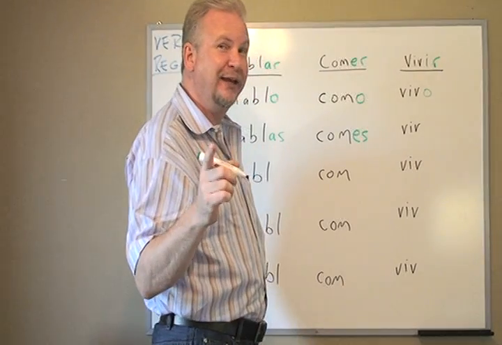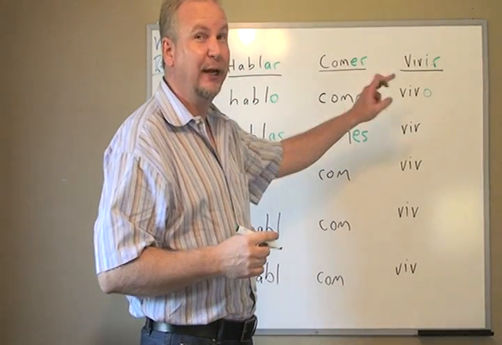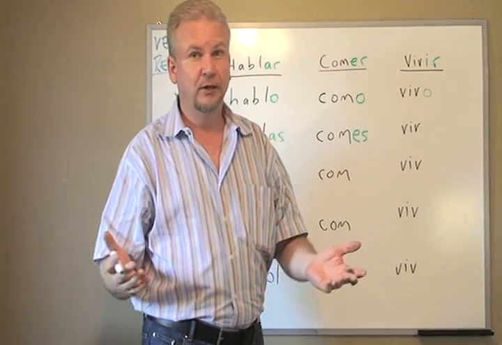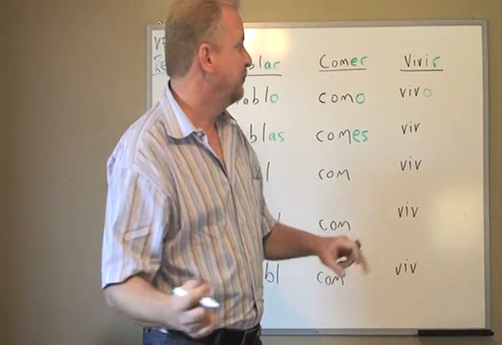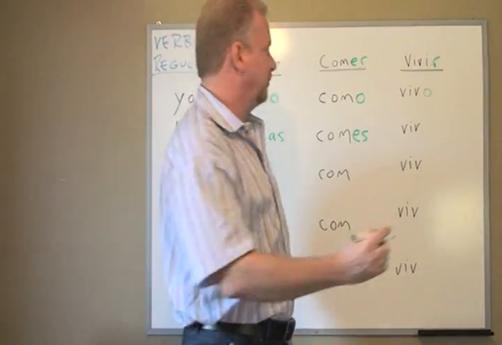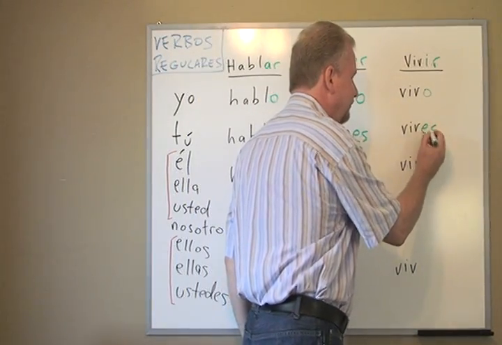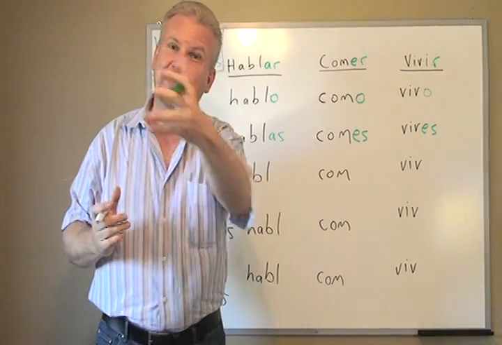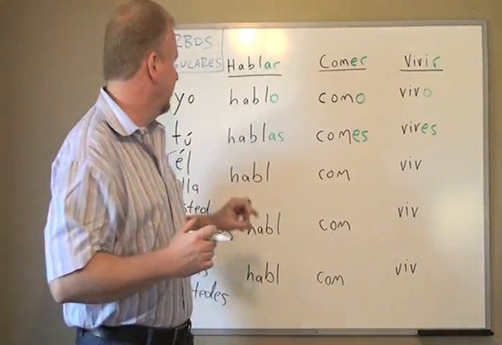I know what you're thinking. You're thinking we're going to write an I here. Well, logical, but it doesn't work that way this time. The IR verb is conjugated the same way as the ER verb. We just add an E. ES, so vives, you live.